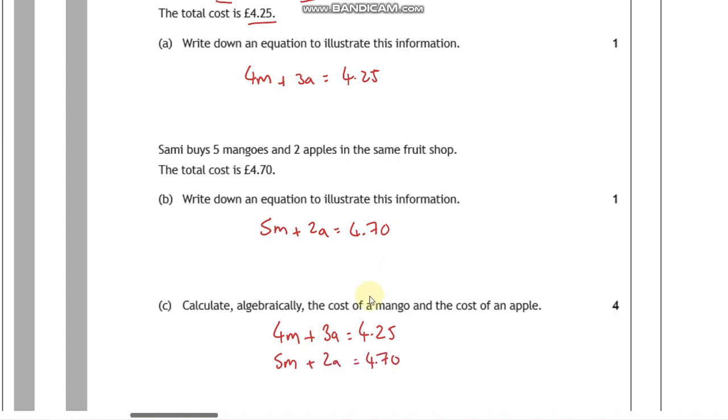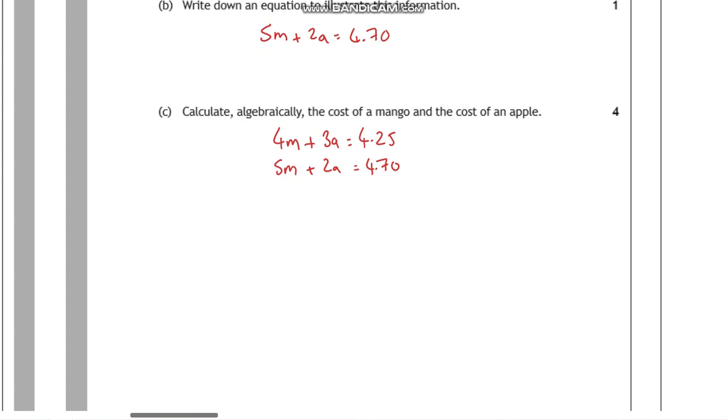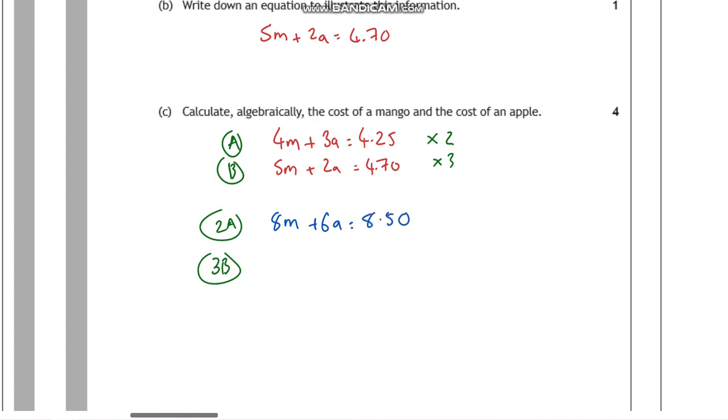And we need to factor those 2 equations to get the same number in front of the terms. So it's probably easier to multiply this one by 2 and this one by 3. So I'm going to call that equation A and equation B, and then I'm going to have equation 2A and equation 3B. So 2A is going to give me 8m plus 6a is 850. And this one would give me 15m plus 6a.